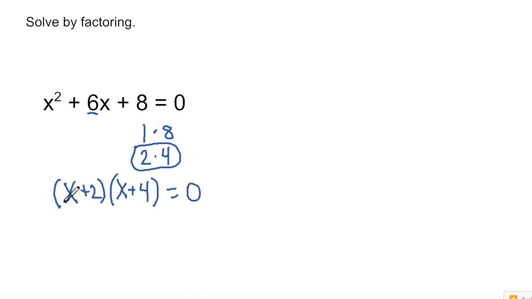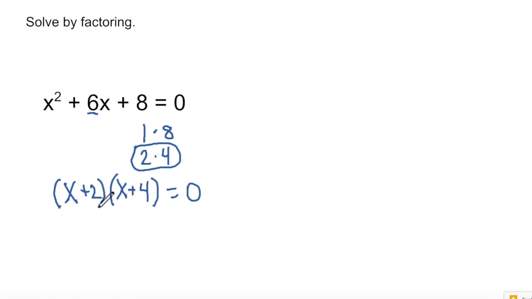So if we applied FOIL to this, x times x is x squared. 2 times 4 gives us the constant, which is 8. And then if we multiply 2 times x plus 4 times x, the inner and outer terms, we would get 6x. We could apply FOIL to this and get back to our original quadratic equation. So this is the quadratic equation as a product of binomials.